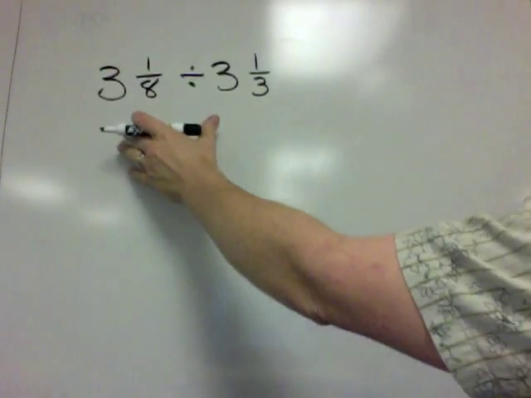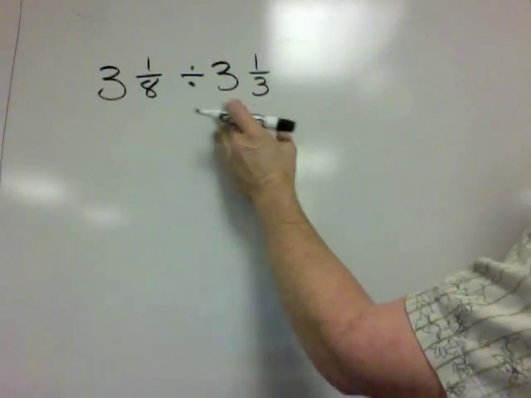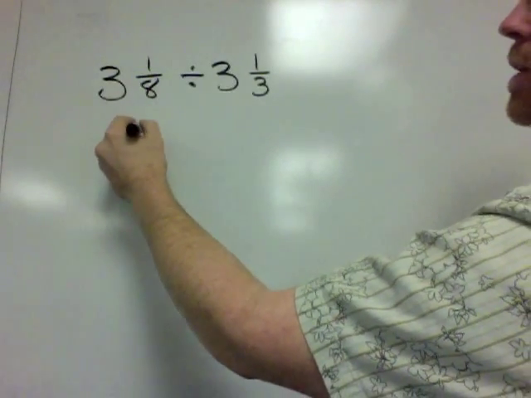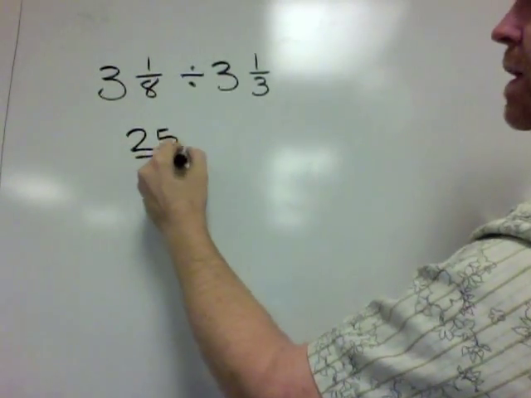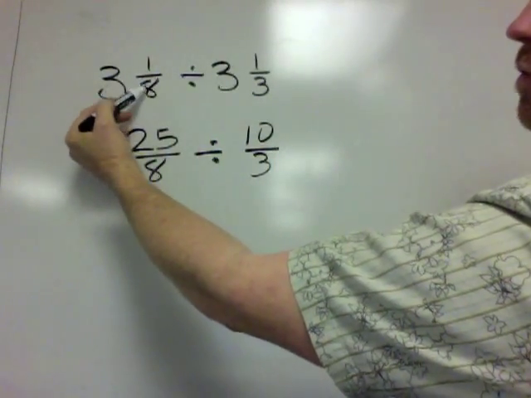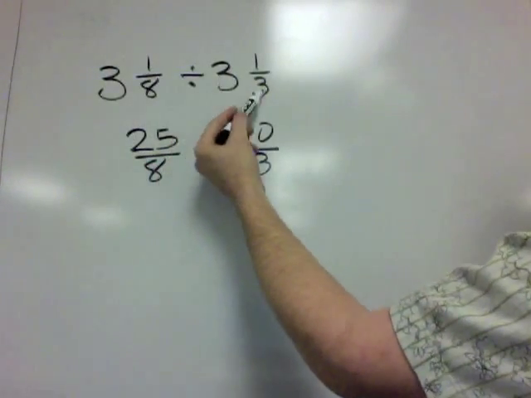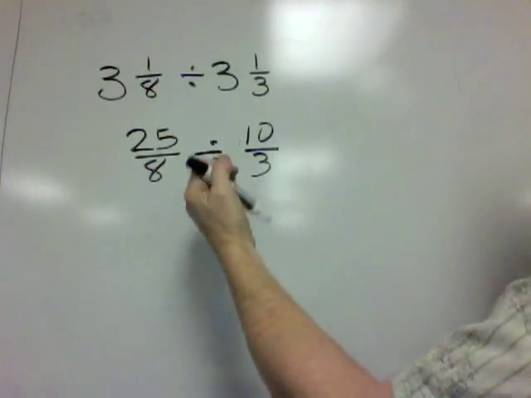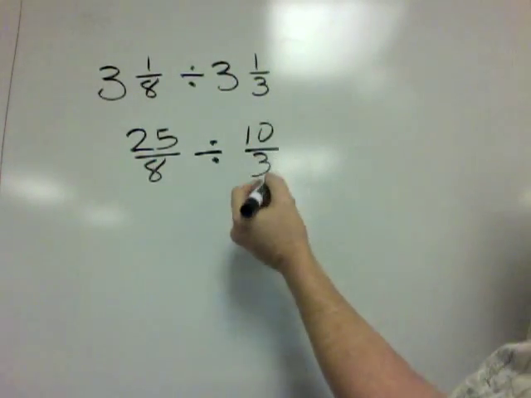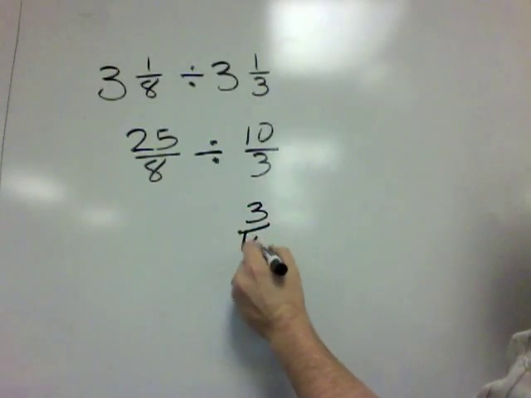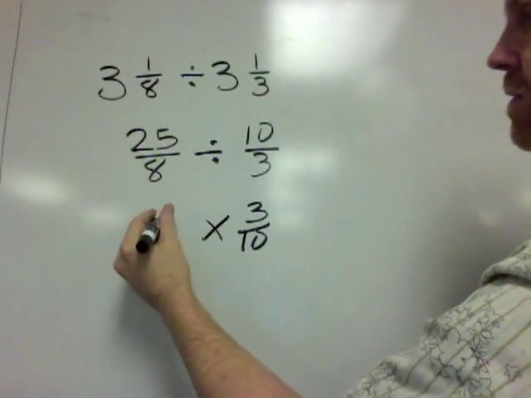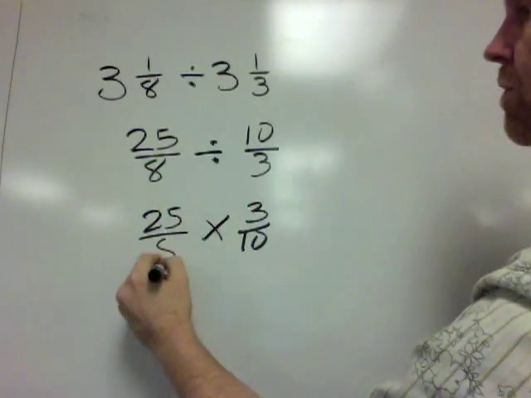In this problem, we've got two mixed numbers, so the first thing we're going to do is turn them both into improper fractions. So this becomes 25/8 divided by 10/3. 3 times 8 is 24, plus 1 is 25. 3 times 3 is 9, plus 1 is 10. Next step, we're going to invert this second fraction, or do the reciprocal of that second fraction, and get 3/10. The division becomes multiplication as a result, and 25/8 stays the same, 25/8.